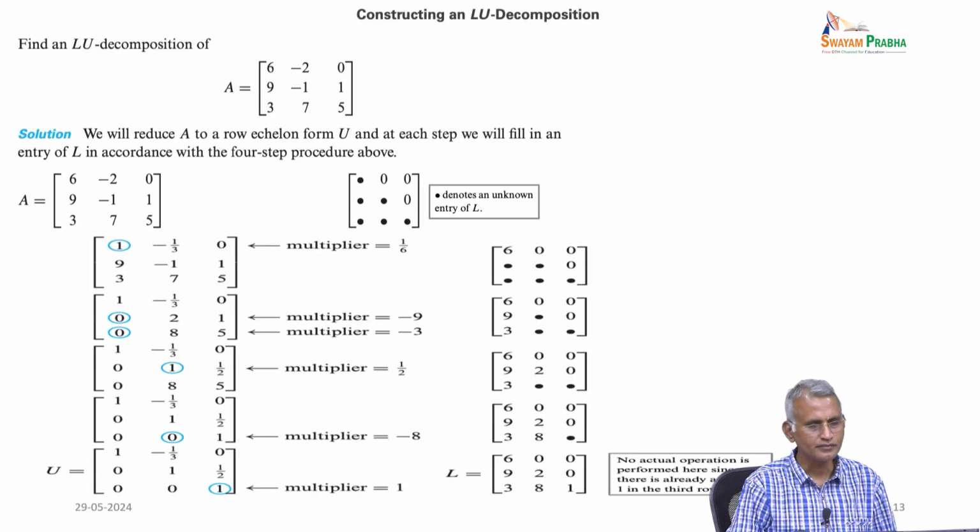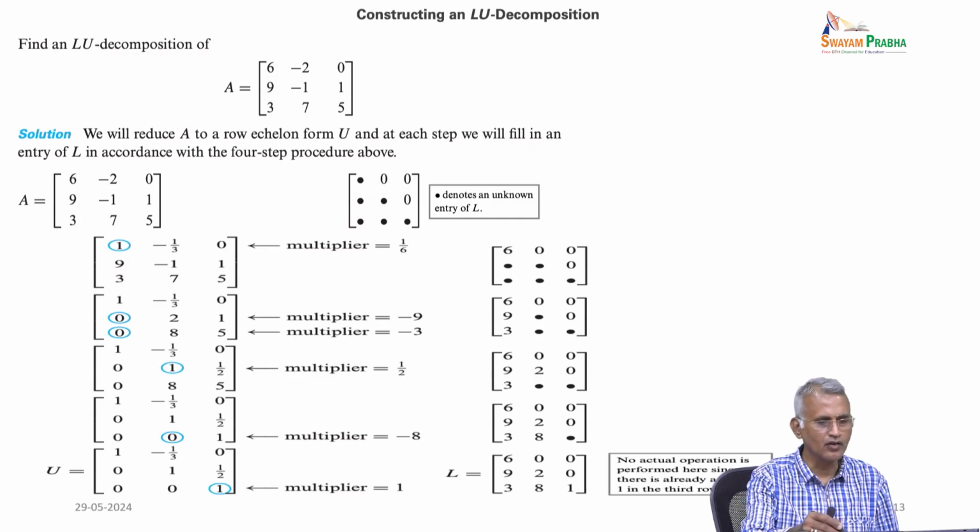Now, construction of an LU decomposition: we will reduce A to a row echelon form U, and at each step we will fill in an entry of L in accordance with the 4-step procedure above. Suppose you take [6 -2 0; 9 -1 1; 3 7 5], and then for L, you have to fill up the upper triangular matrix.